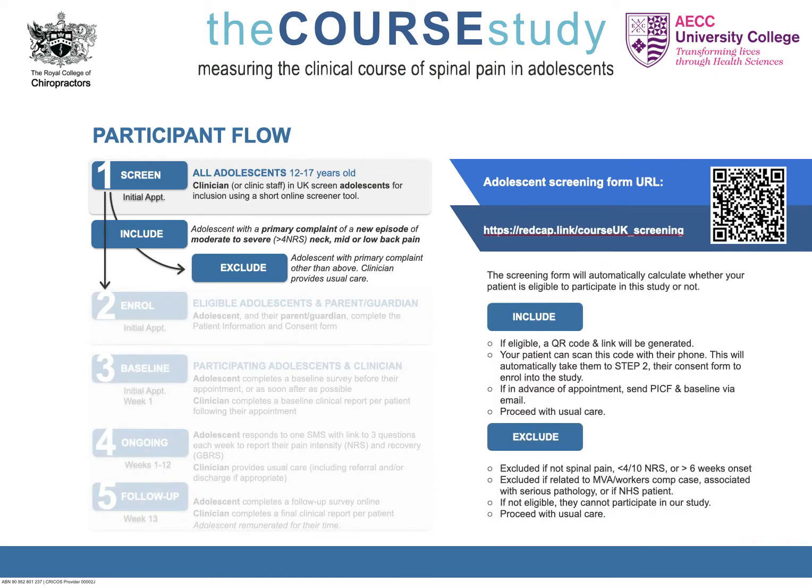If the patient is eligible, a QR code and a link will pop up right there at the bottom. Those can be provided to the adolescent patient, and then they can go straight to the consent and baseline from there. If the patient is not eligible, it will also pop up to say that right at the end, and then you can still submit the screener and move on from there.